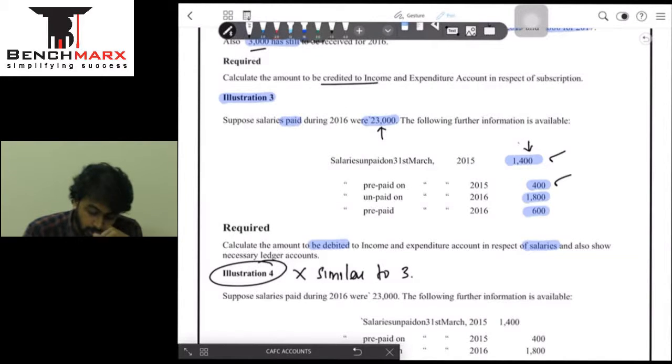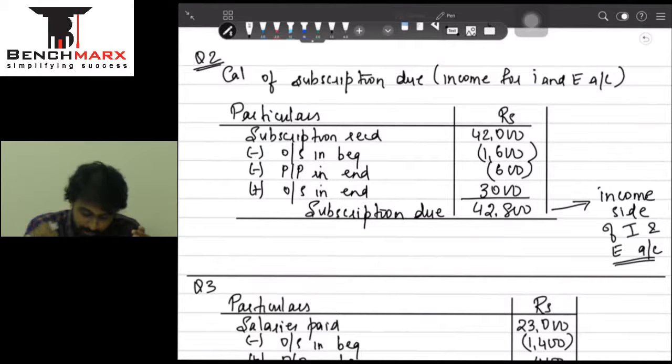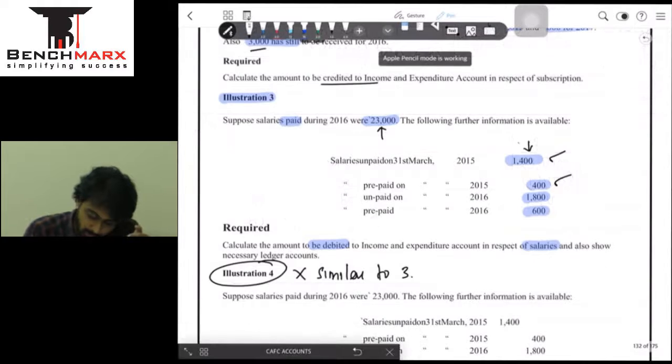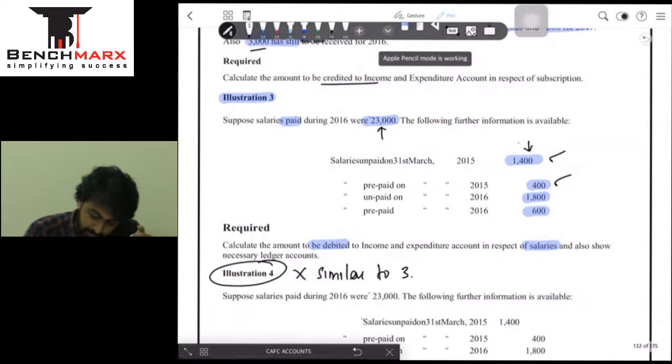Then unpaid on 16, it is normal outstanding salaries. Ye apan ne bahut baar kiya hai final accounts mein. Expenses paid are under trial balance. Outstanding is always added because that is not a part of payment. So my job is to include them in payment. So I will add outstanding in the end. Amount appears to be 1800. And then ye bhi apna ho gaya.